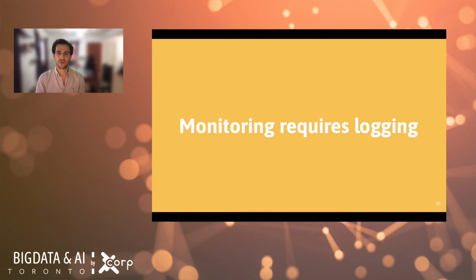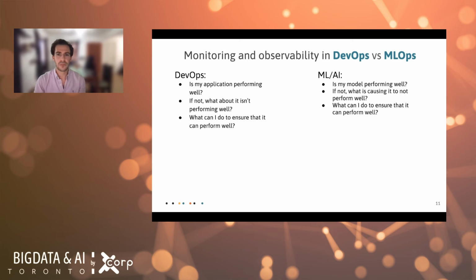And I'm going to dive into those two terms a little bit deeper now. So in DevOps, in development operations, we might ask questions like, is my application performing well? If not, what about it isn't performing well? And what can I do to ensure that it does perform well in the future, right? DevOps personnel are tasked with reliability. They're tasked with making sure that applications being deployed into production are able to perform and able to continue to drive value to the business.